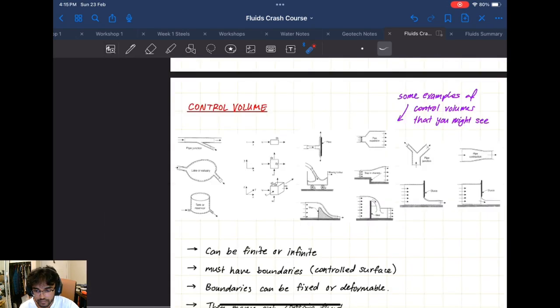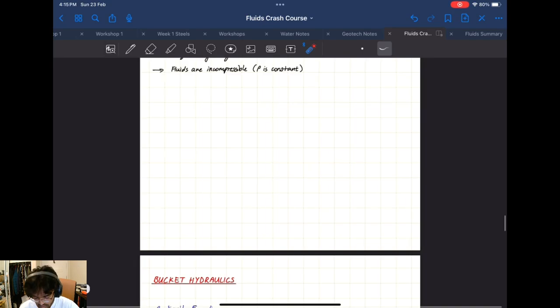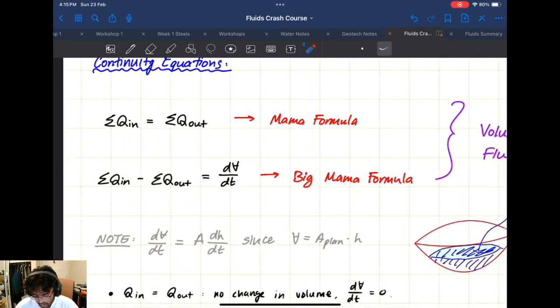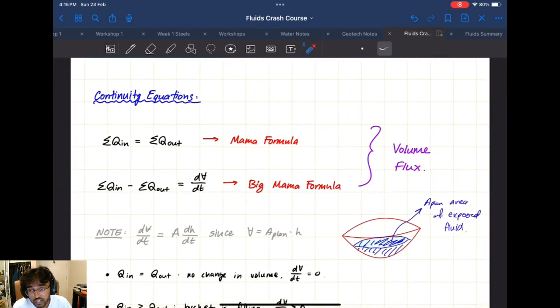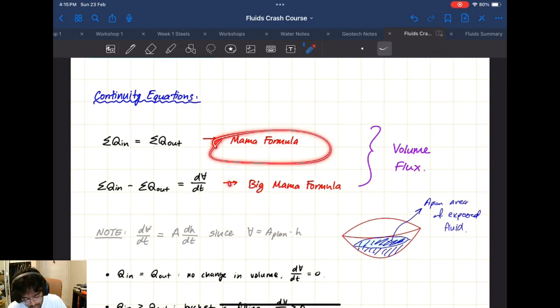Okay. Next, bucket hydraulics. So I'm going to introduce you guys to some continuity equations. I've got something called the Mama formula and the Big Mama formula. These are true for volume fluxes. The sum of all volume fluxes going into a system must equal the sum of fluxes going out of the system. That's what we call the Mama formula.